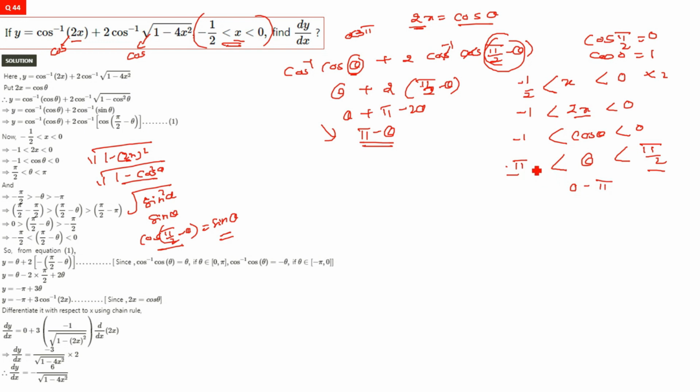So what do we get? This range is between pi and pi by 2. But we wanted the range between what? 0 to pi, and it is inside that. Pi and pi by 2 range is between 0 and pi. So don't worry about that.